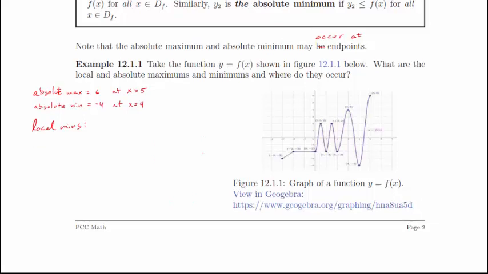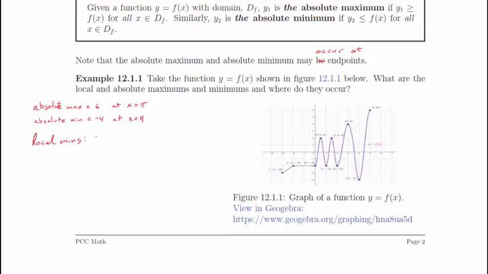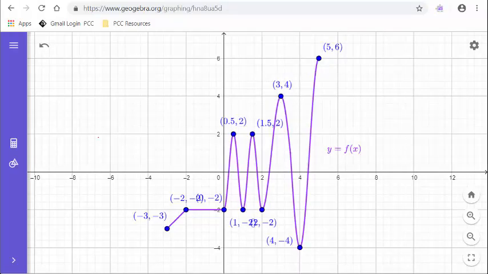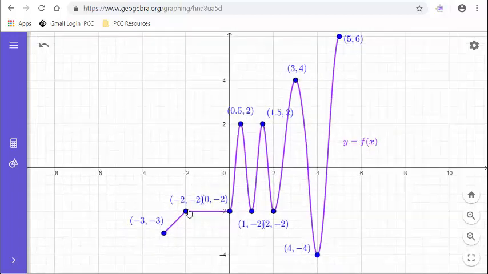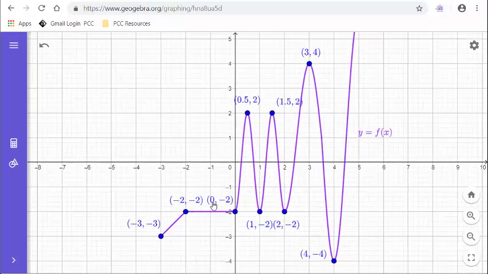All right, so we have a local minimum of -2. Oh, and this occurred on this stretch from when x is, zoom in here so we can see this, x is -2 to x is 0. And when x is -2, we do have that y value. When x is 0, we do have that y value.